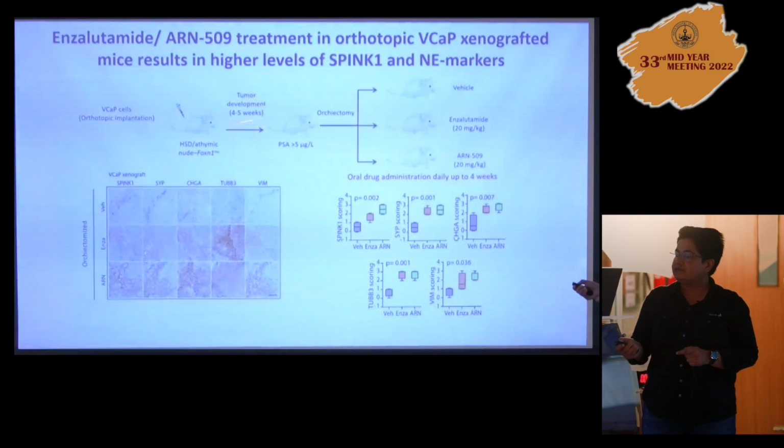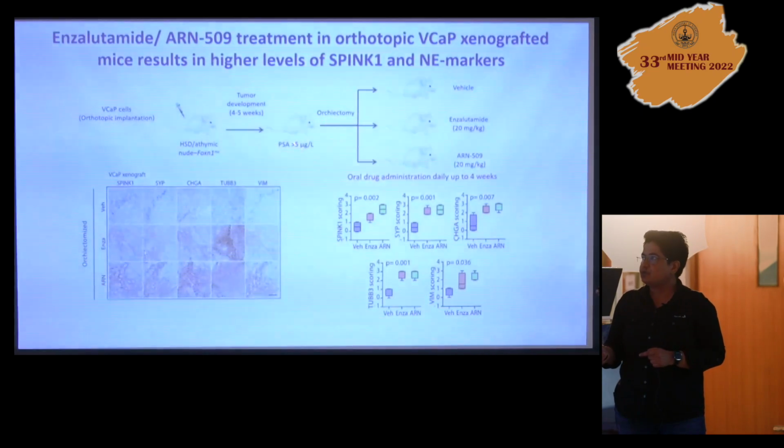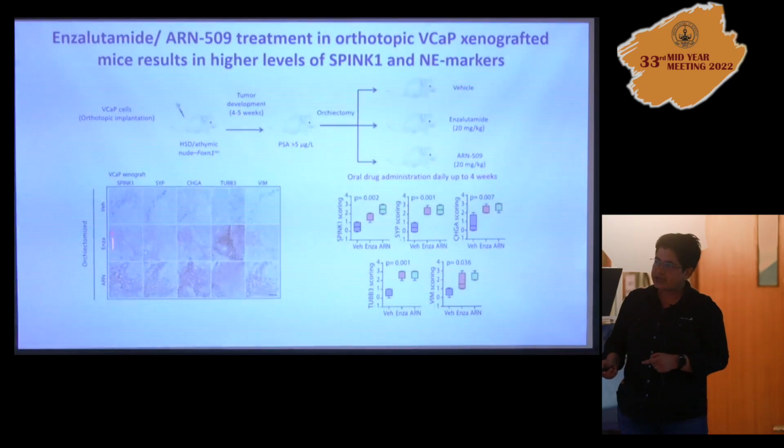To recapitulate this in an animal model, we again chose immunodeficient mice and implanted VCaP cells orthotopically. Once the tumor developed and the PSA level in the mouse blood was more than 5 micrograms, we performed surgical castration and divided the mice into 3 groups. One group was vehicle, and the others were treated with enzalutamide or another new-generation anti-androgen, apalutamide. At the end of the study, after 4 weeks, these mice were euthanized, and the tumors were collected and stained. You can appreciate that over a period of time with enzalutamide and apalutamide, you see an increase in SPINK1 followed by all these epigenetic and neuroendocrine markers, including vimentin, which indicates that over time, when you give these anti-androgen drugs to these mice, there is a resistance mechanism and these markers come up.